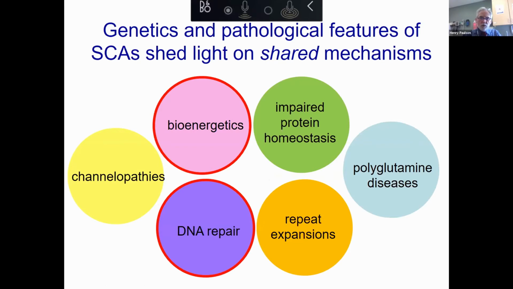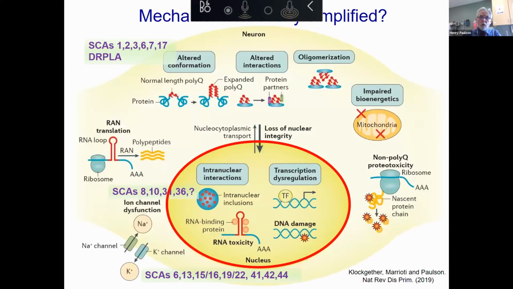You heard this morning a beautiful talk showing the importance of DNA repair enzymes in Huntington's disease, and I think the reality is we all recognize that in numerous repeat expansion diseases, there are problems in the nucleus. We know that there are changes in nucleocytoplasmic transport that affect various things.